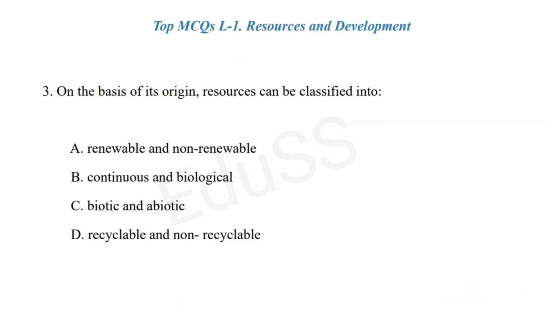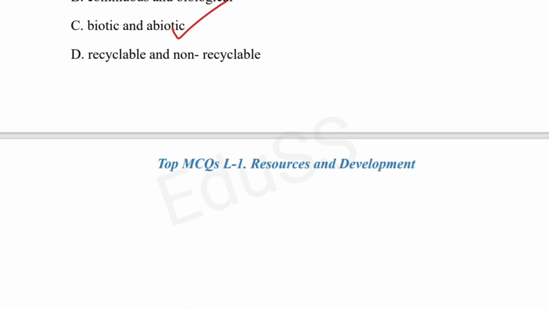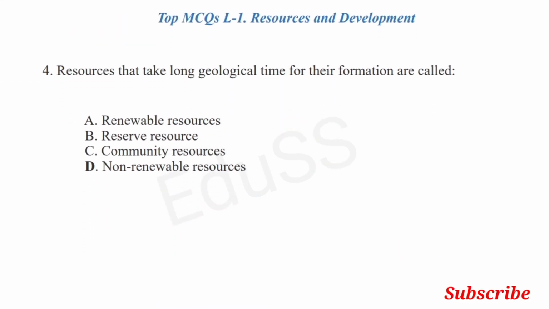Next is, on the basis of its origin, resources can be classified into two types, that is biotic and abiotic. Next, resources that take long geological time for their formation are called non-renewable resources. They take millions of years for their formation. They can't be renewed in a short period of time. That's why they are known as non-renewable resources.